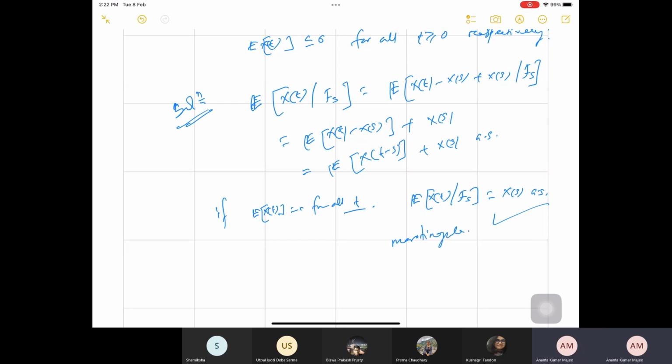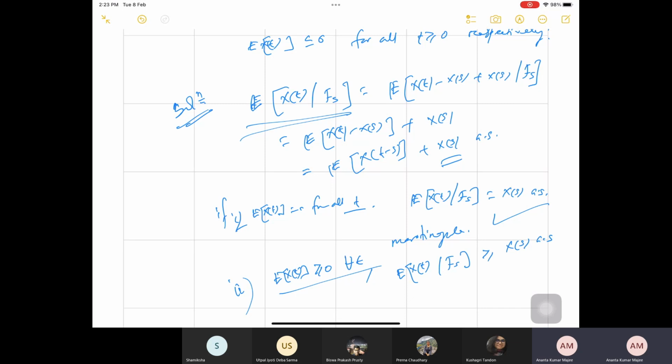The second case says that the expectation of Xt is greater than or equal to 0 for all t. Since this is greater than or equal to 0, I have this part greater than or equal to 0 plus Xs. If we omit that part, the left hand side is greater than or equal to only Xs. So in this case, the expectation of Xt given F of s is greater than or equal to X of s almost surely. So what I have is the submartingale property. This is for the submartingale. And for the third case, it gives you a supermartingale.